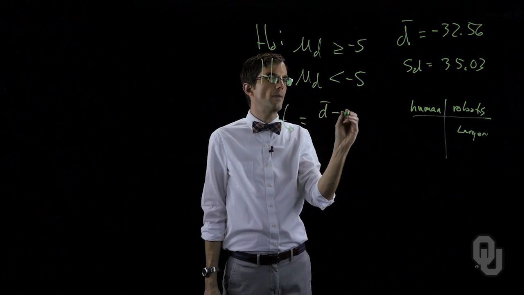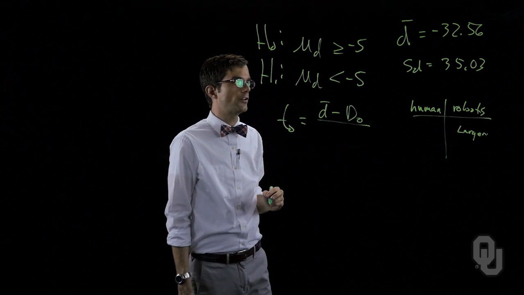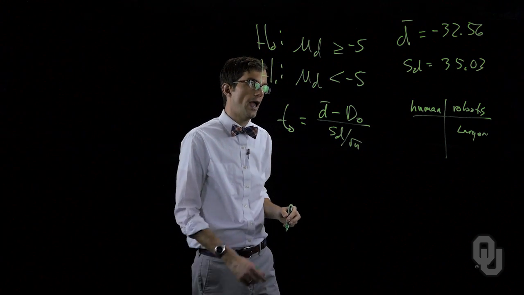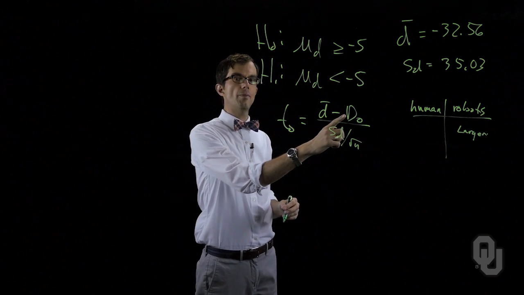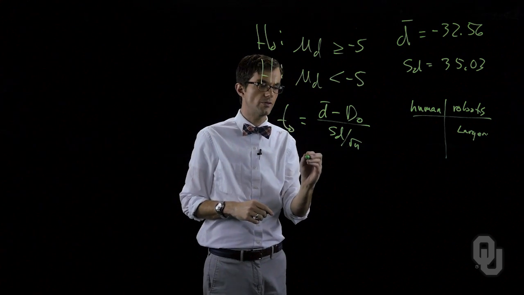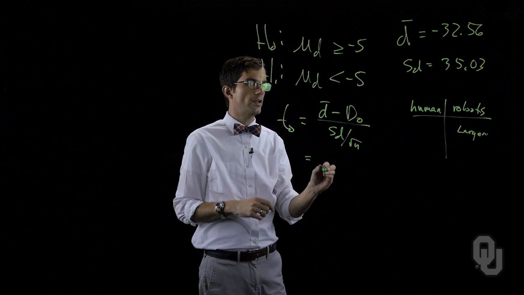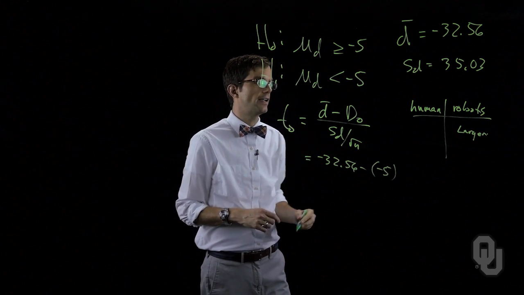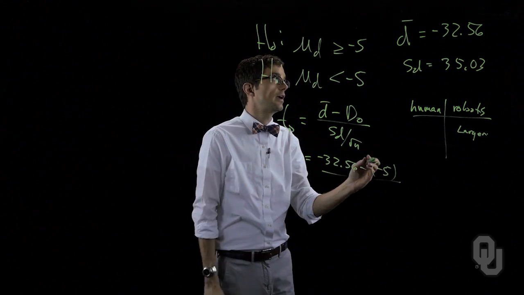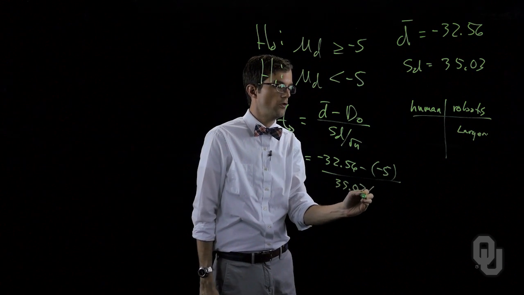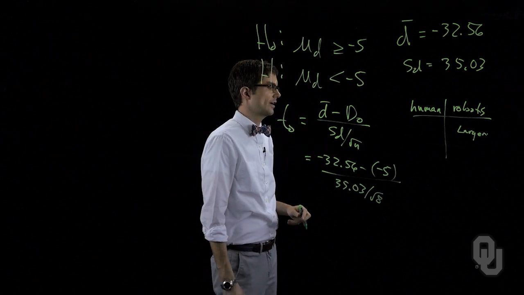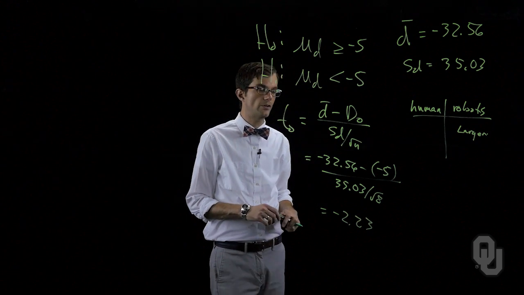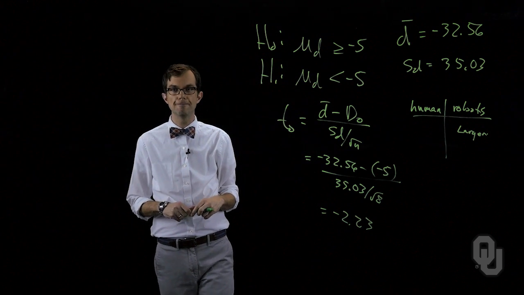That is d bar minus this d naught value, this hypothesized value, in standard deviation units. How different is the sample evidence from the hypothesized value in standard deviation units? Okay? D bar here, negative 32.56. We're going to subtract from that a negative 5. And then we've got 35.03 over root 8, sample size of 8. If we work this out, we get negative 2.23. Okay, our test statistic, negative 2.23.